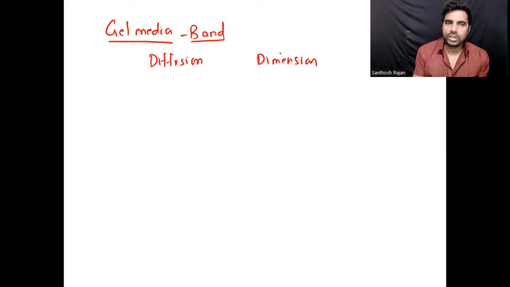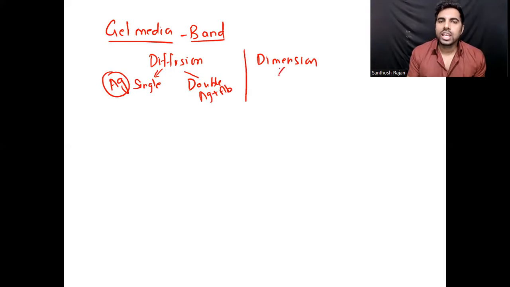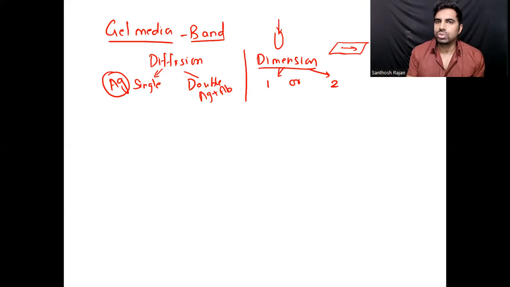When you talk about diffusion, it can be single or double. Single means only antigen is diffusing. Double means both antigen and antibody are diffusing. Dimension can be just one or two. One dimension means it's usually in the tube. If it is in the slide, like when you put an agar gel, then that will be two sides, two dimension.